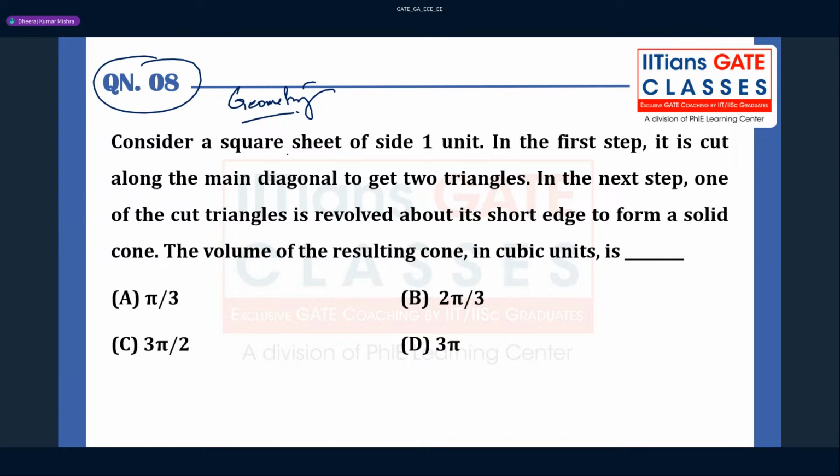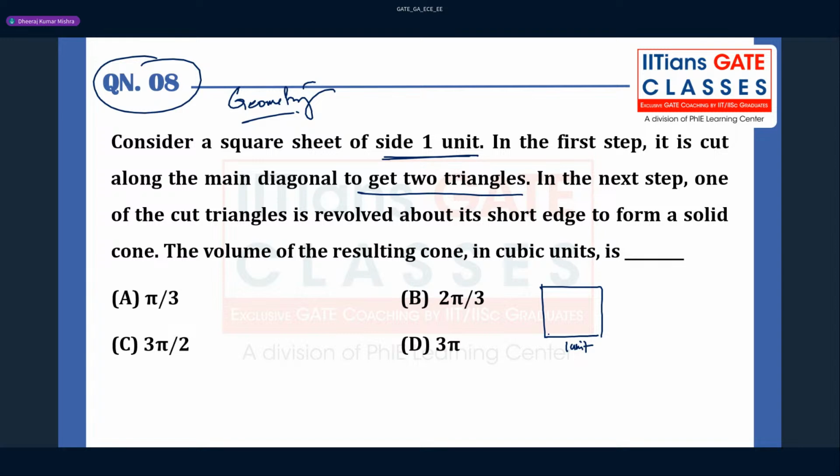Consider a square sheet of side 1 unit. You just take the square sheet here. This is nothing but a square sheet of 1 unit. Unit means it can be centimeter, it can be meter, whatever. In the first step, it is cut along the main diagonal to get two triangles.